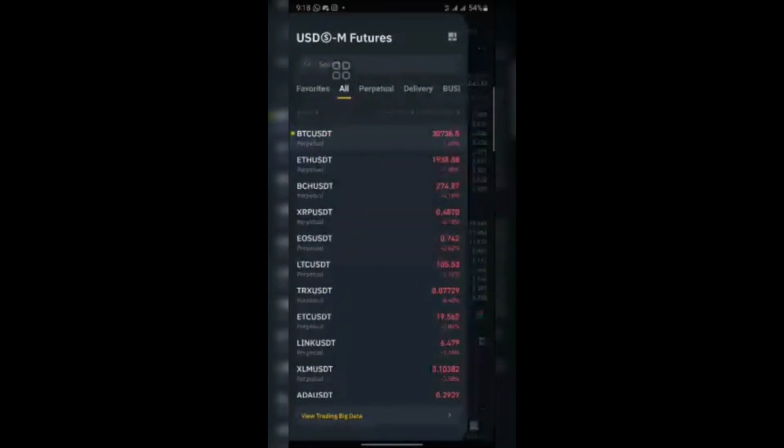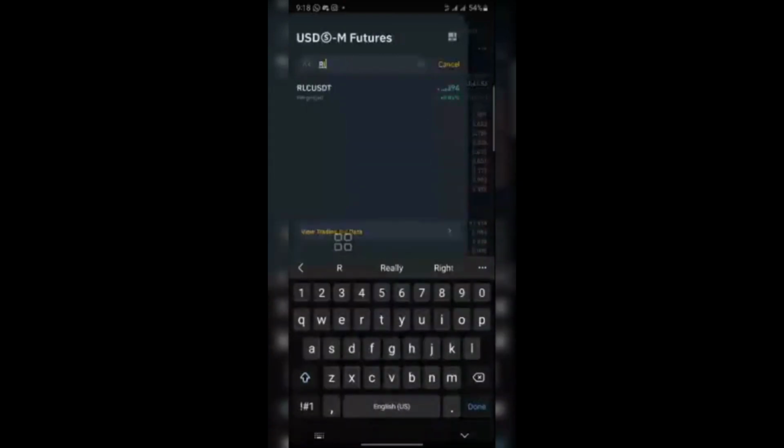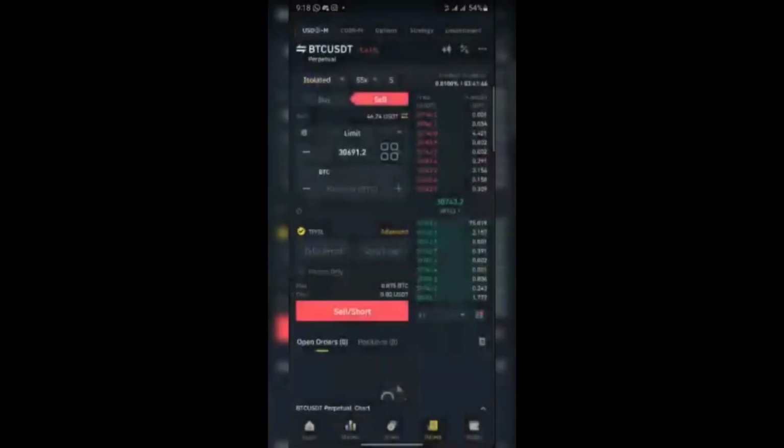Let's say I want to trade RLC now. You can search for RLC. Can you see? It's brought the RLC for me. Then you click on it. Do you understand? So that's about that. So once you click on it, it will change.